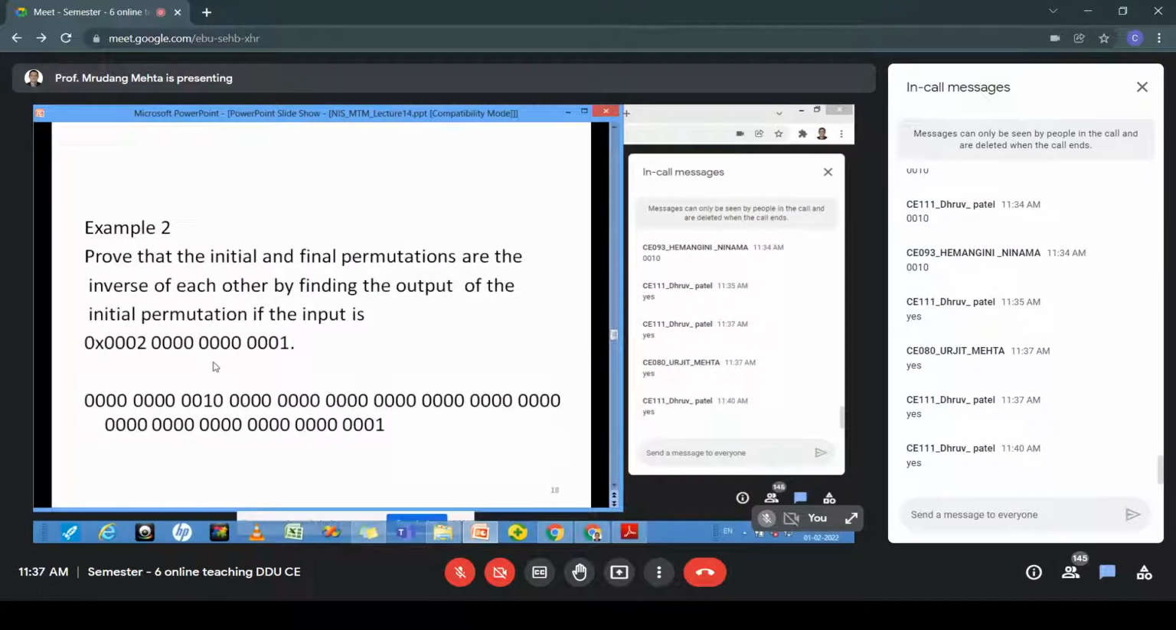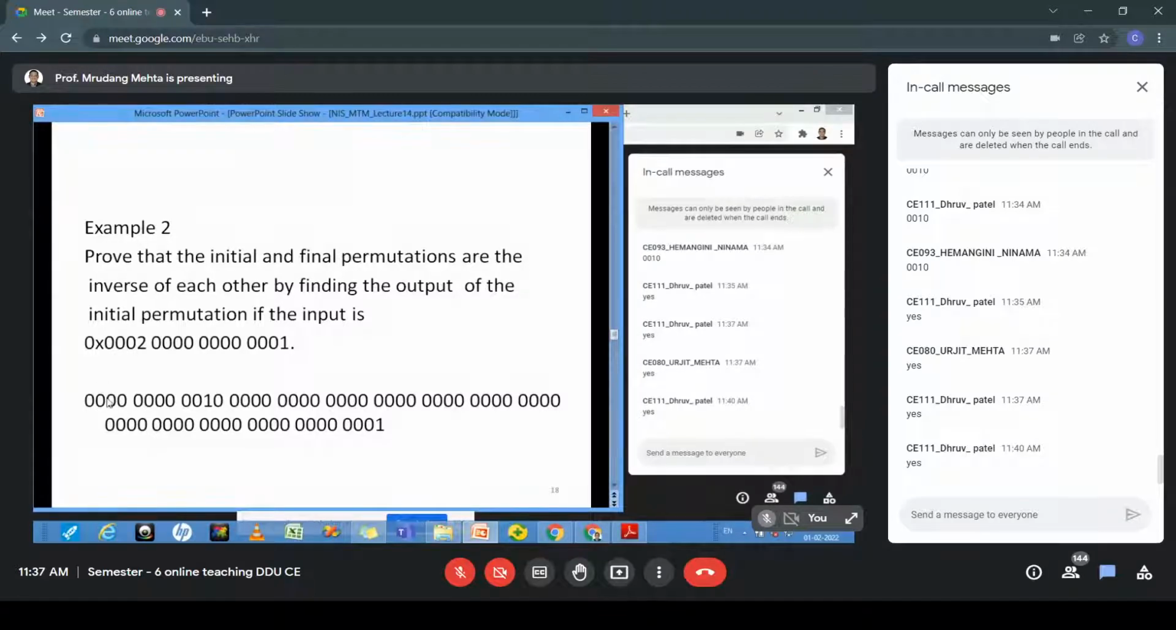Okay, let us see the second example. Prove that the initial and the final permutations are the inverse of each other, by finding the output of the initial permutation if the input is this. So this is the final permutation and we have to find the initial permutation. So this hex value is written in binary like this. So this is 16 into 4.